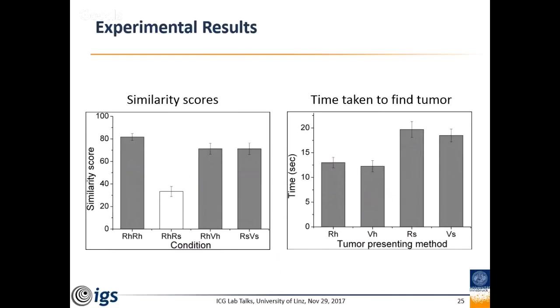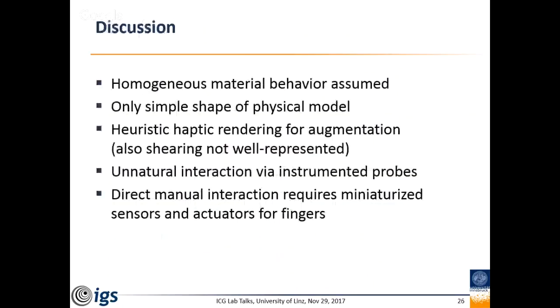So this was the first example. Of course, there are still a lot of problems. We did a lot of simplifications. We only assumed homogeneous material. The shapes are very simple, hemispheres and spheres. The rendering is very heuristic. It works only well for normal compression, not for shearing. The aim is actually to become much larger, so if you start compressing and shearing, I have some work on that in the paper, but there it doesn't work so well anymore.